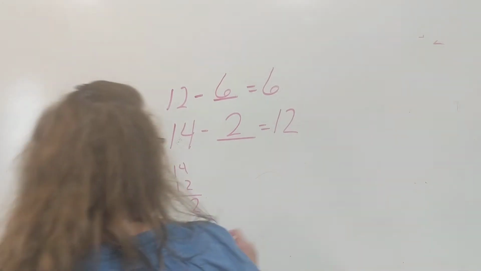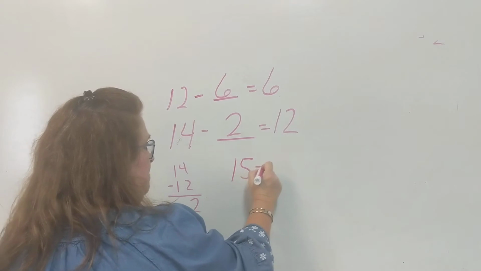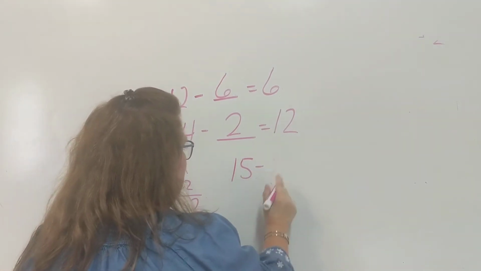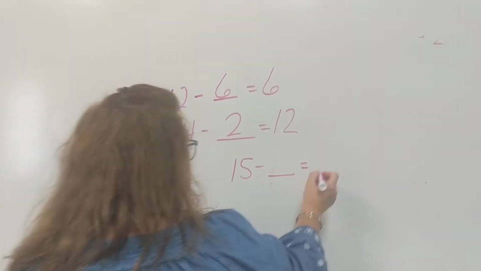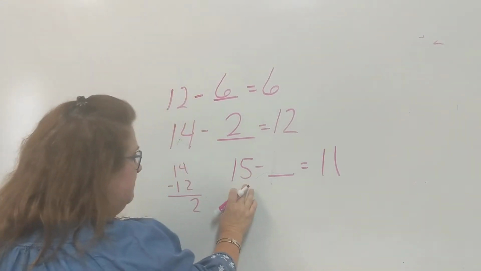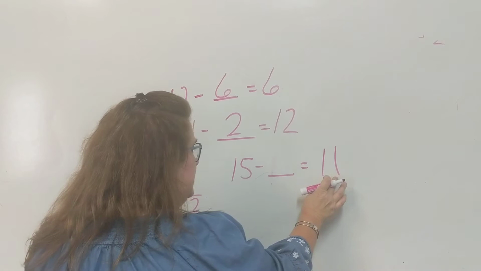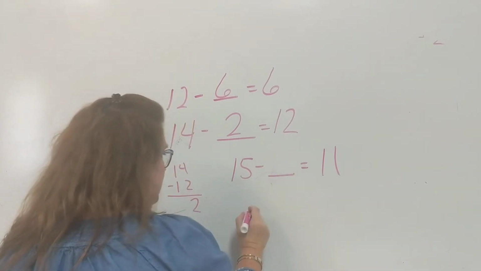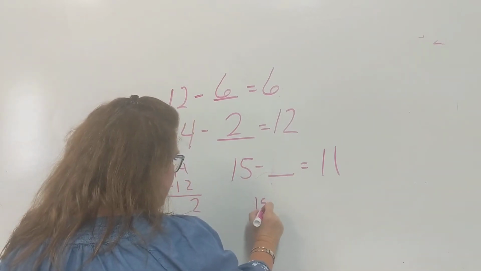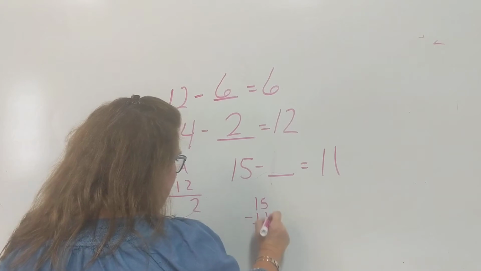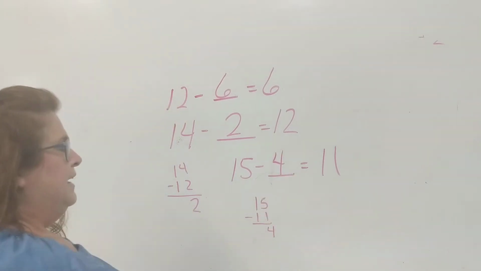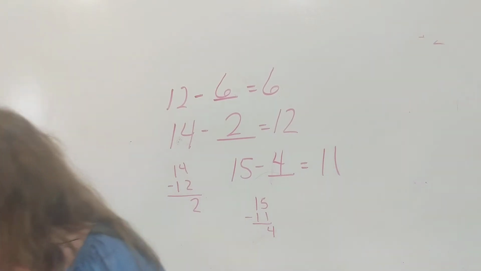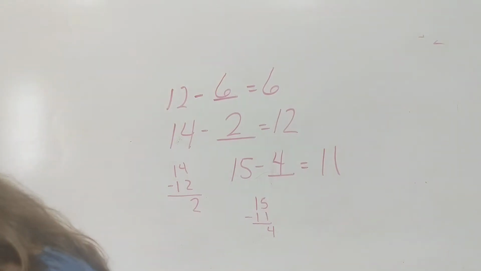And then we have 15 minus what equals, what is our answer over here? Equals 11. So if we say 15 and we subtract our difference 11, that's going to give us our subtrahend. So 15 minus 11, 5 minus 1 is 4. So 15 minus 4 equals 11. That is how you will find that missing subtrahend.